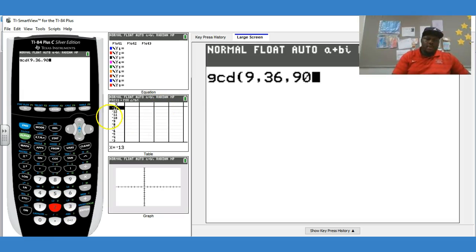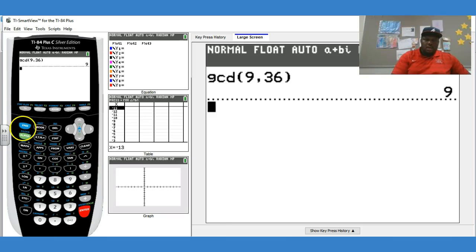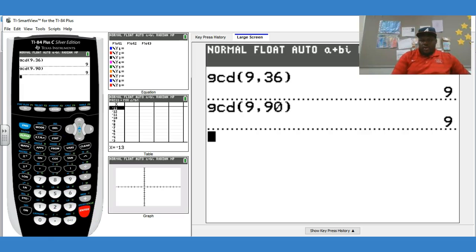Oh yeah, I remember you can only do 2 numbers at a time. So let me delete out 90. You can only do 2 numbers, so you would do it like that, and then do 2 more at a time. See, the greatest common factor between 9 and 36 is 9. The greatest common factor between 9 and 90 is 9. So that's how you do that.